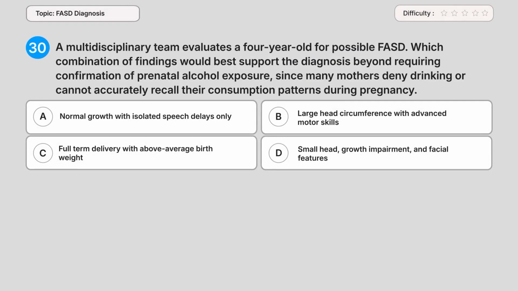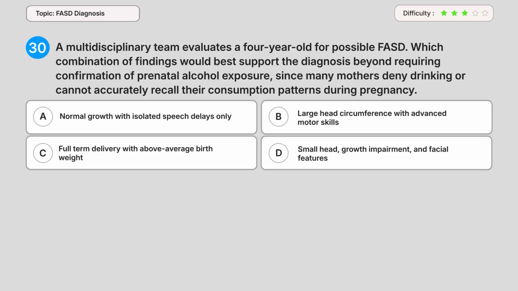Question 30. A multidisciplinary team evaluates a 4-year-old for possible FASD. Which combination of findings would best support the diagnosis beyond requiring confirmation of prenatal alcohol exposure, since many mothers deny drinking or cannot accurately recall their consumption patterns during pregnancy?